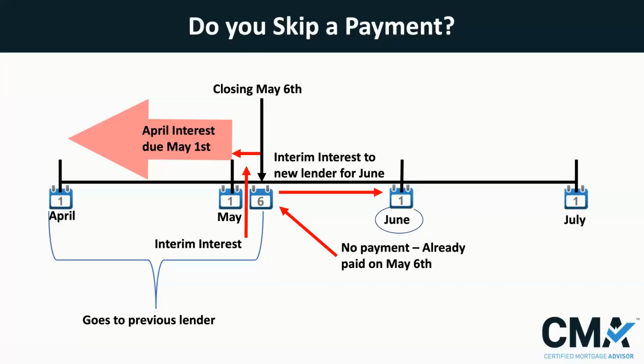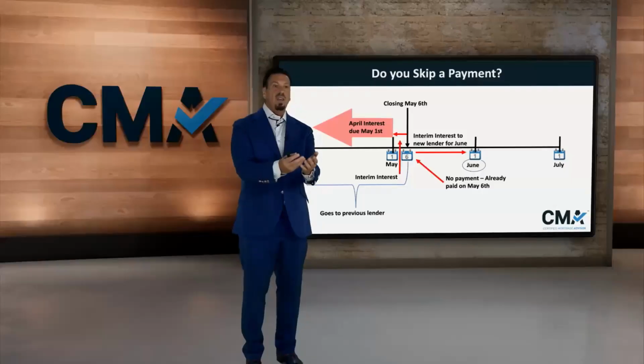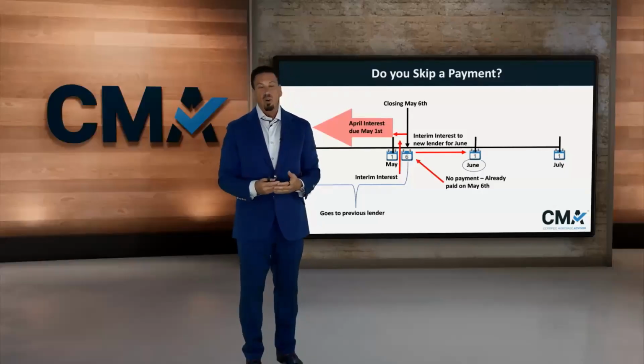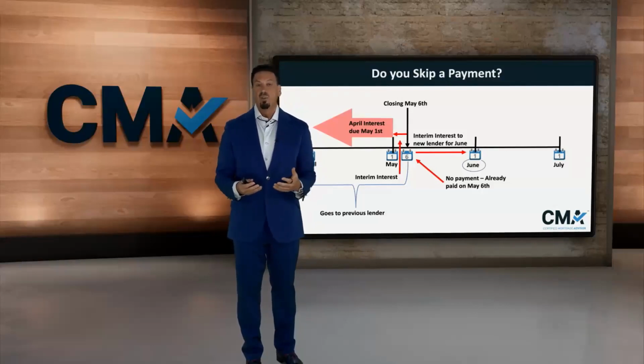I'd love to tell you if I paid my cable bill on the 6th of May, that when June 1st comes, oh, I'm skipping it. I'm not skipping it. It was paid in advance. And that's the misunderstanding that so many people have that's conveyed to borrowers. And then they go as far oftentimes as to use it as a marketing ploy.